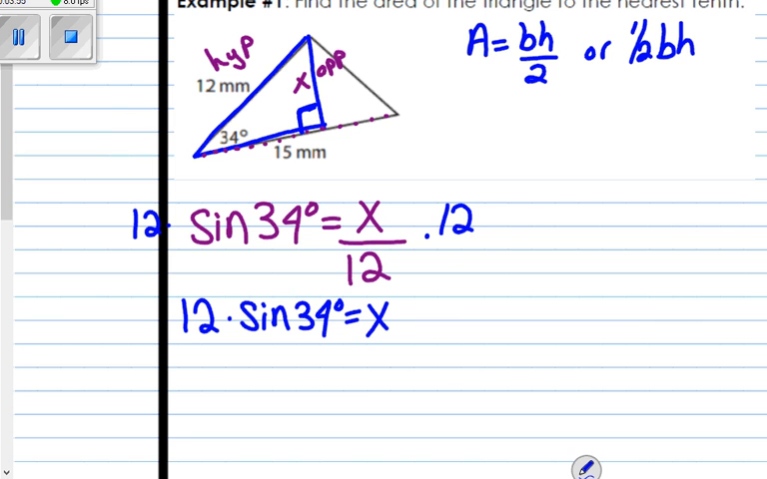So in your calculator, I would suggest you do 34 sine first. So 34, hit the sine button. Then you're going to multiply it by 12. And let's go to 4 decimal places. How tall is it to 4 decimal places? Let's go to 4, because we're not done with the problem yet, so I want to go to 4 places. 6.7103.